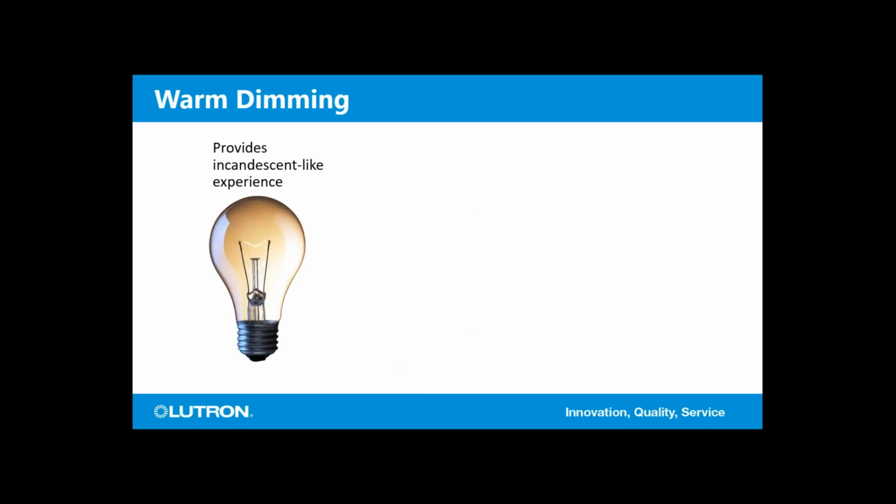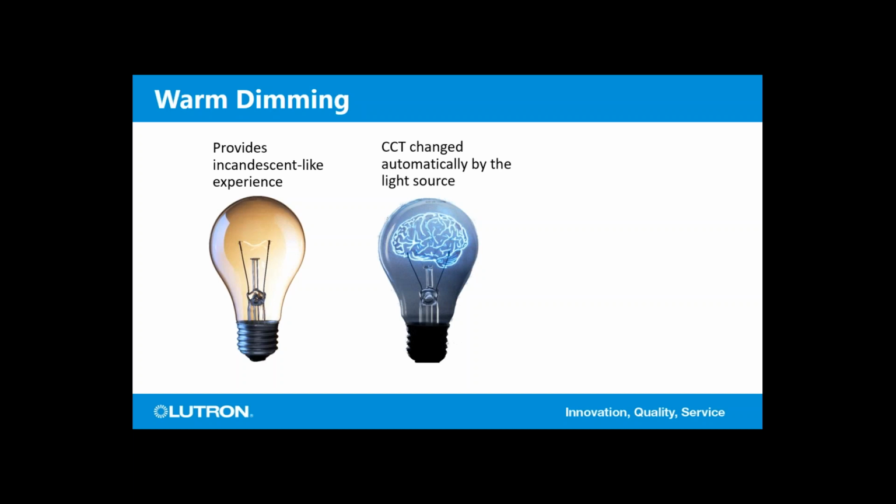So the first technology I want to talk about is warm dimming. The reason for that is really to provide an incandescent-like experience. With LEDs, we hope they don't naturally change color when dimmed, but people like the feeling of an incandescent lamp, which as it dims, decreases temperature and therefore actually appears warmer. That CCT change is automatically happening within the light source itself, and the only thing that you need for that is just a standard dimmer. That's all you need. You control the intensity, and the light source actually changes the correlated color temperature.